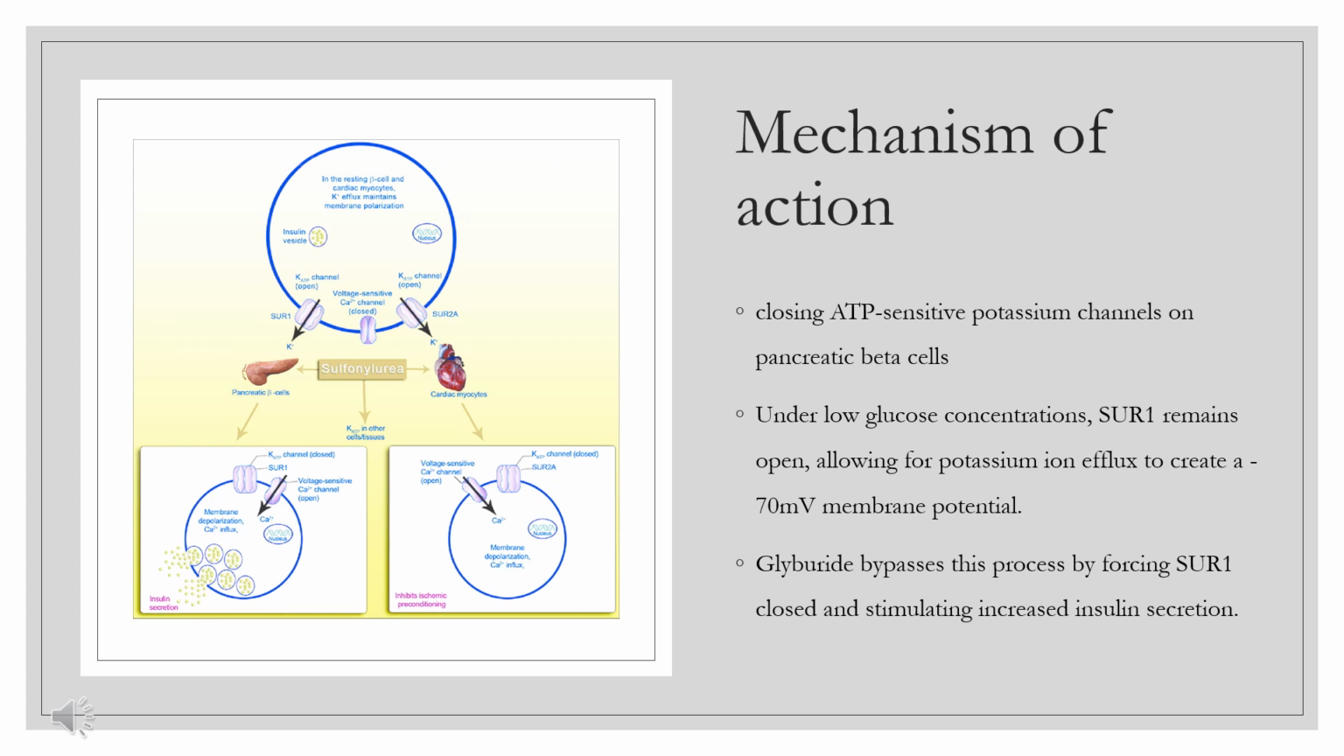Gliquidone likely binds to ATP-sensitive potassium channel receptors on the pancreatic beta cell surface, reducing potassium conductance and causing depolarization of the membrane. Membrane depolarization stimulates calcium ion influx through voltage-sensitive calcium channels. This increase in intracellular calcium ion concentration induces the secretion of insulin.